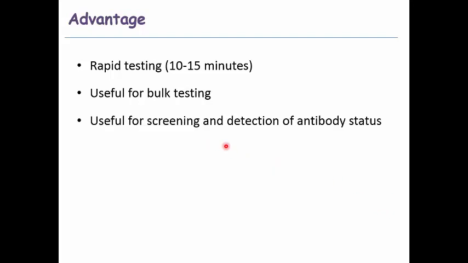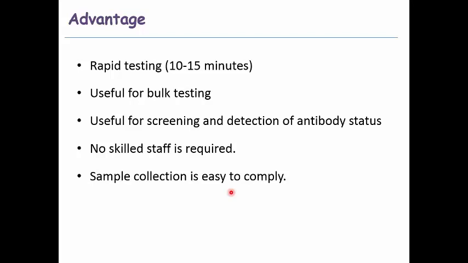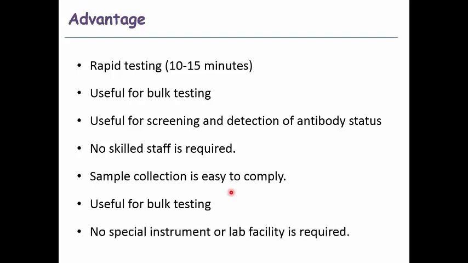So what is the advantage of that? It is very rapid. It takes hardly about 10 to 15 minutes. It is very useful for bulk testing. It is nowadays used in cluster quarantine areas. It is useful for the screening and the detection of antibody status. It is not for the antigen. No skilled staff is required because the procedure is very simple. Sample collection is very easy because you just need a drop of blood. And again, useful for bulk testing, and no special instrument or biosafety level laboratory facility is required. So these are the advantages of rapid screening.